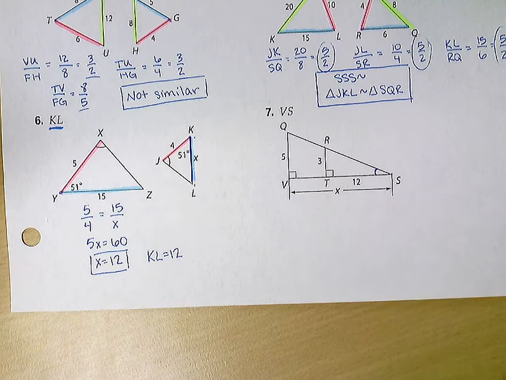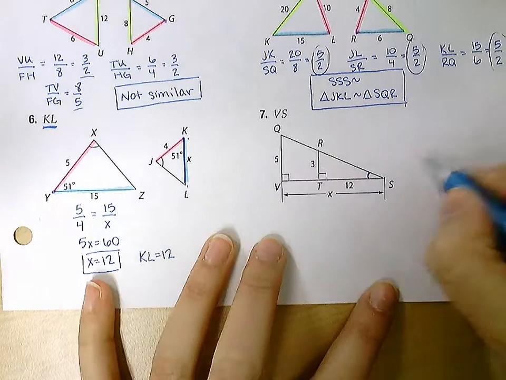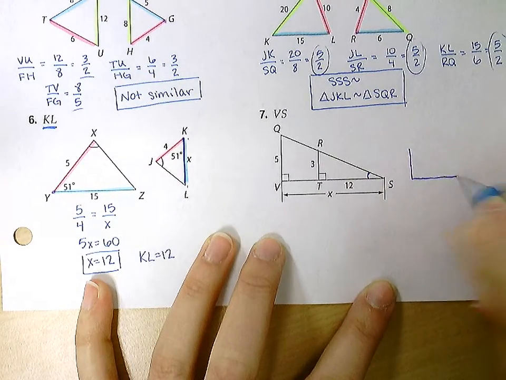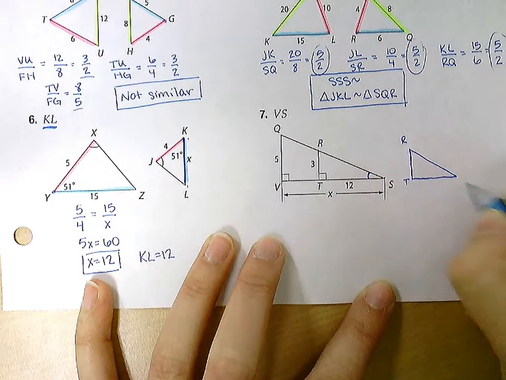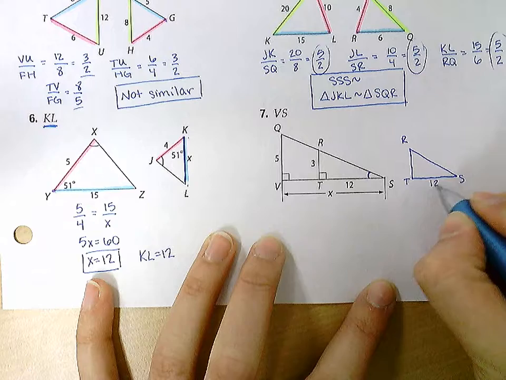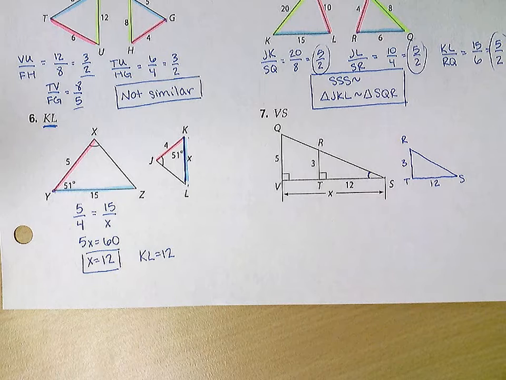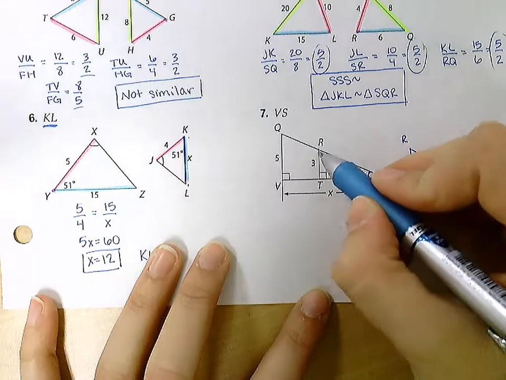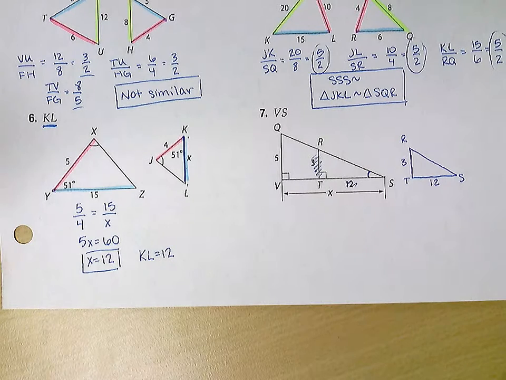Now, if this is really hard to look at, what I would do is take your triangle within and move it out to the side here. Okay, so this is triangle RTS. TS is 12. RT is 3. Now all I have to look at for this larger triangle here, I don't need to look at this piece anymore or this piece. I can just look at the entire length of VS and QV.